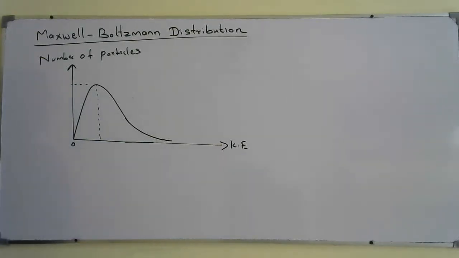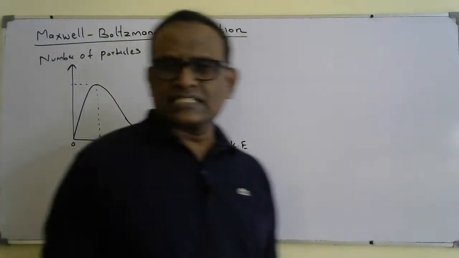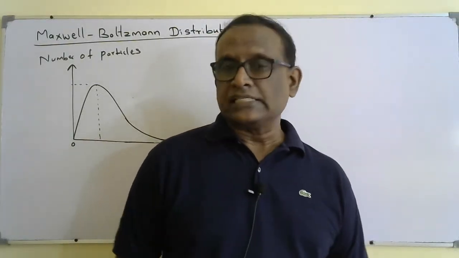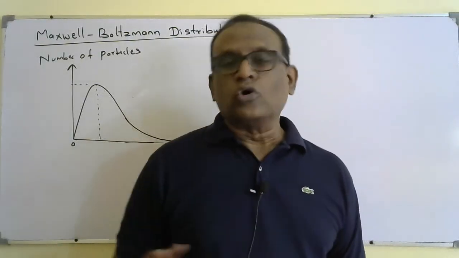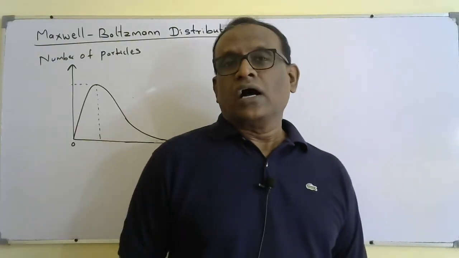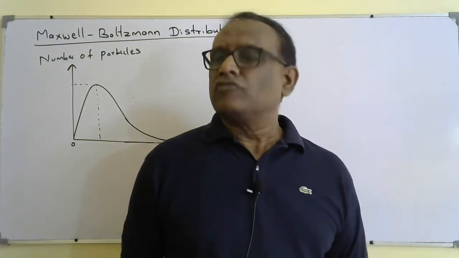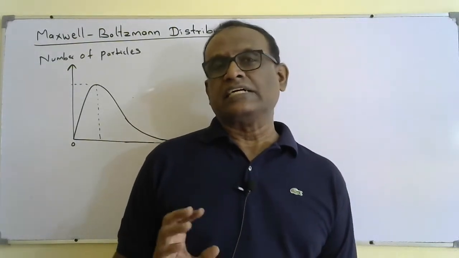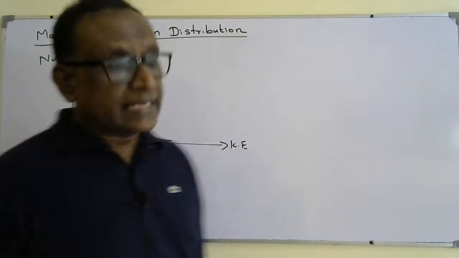The Maxwell-Boltzmann distribution curve is more suitable for gases. Solids we don't draw because of the larger intermolecular force and potential energy, so the motion is not free. And for liquids also we don't draw. Actually the Maxwell-Boltzmann distribution curve is more suitable for gases.